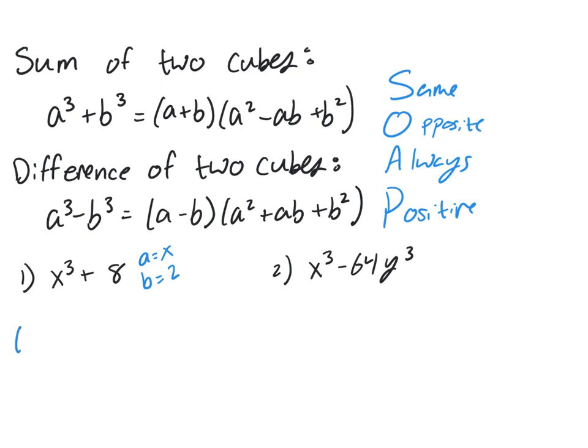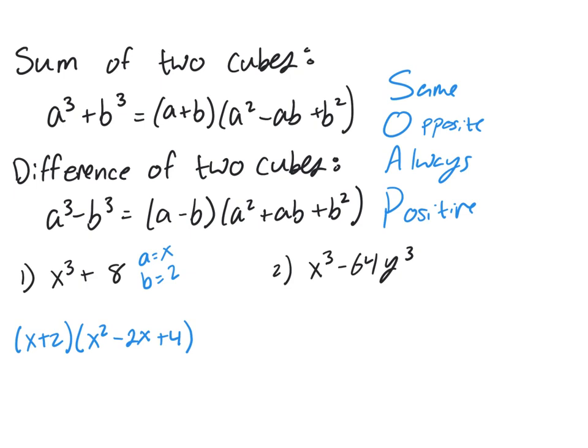So we would have a plus b, which in this case is x plus 2, times a squared, so x squared, minus a times b. A times b is x times 2, or more properly written 2x, so minus 2x. And then plus b squared, so that's 2 squared, or 4. You always want to double check when you're done factoring whether you can factor any further, and in this case we cannot, so we can end there.